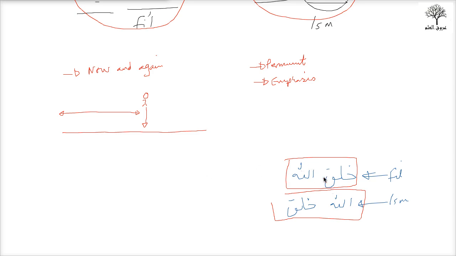Okay, remember, for the fi'l based sentence, the question you ask would be: what did Allah do? You know Allah did something, but what did he do? The answer is khalaqa Allah, Allah created. And the ism based sentence, the jumla ismiya, what's the question? We know someone created, but who was it? Who created? Allah says, Allahu khalaqa. No one else, it was Allah that created. Everyone with me?